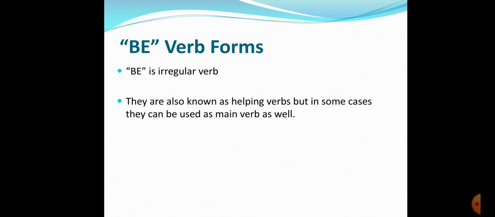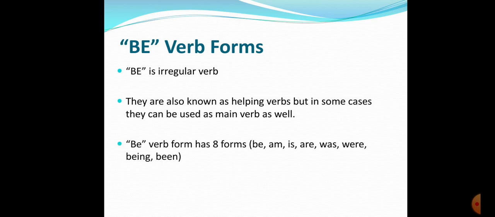Let's keep it very simple. Just remember that be form of verbs has 8 forms in total: be, am, is, are, was, were, being and been. These are the 8 forms of be form of verbs.